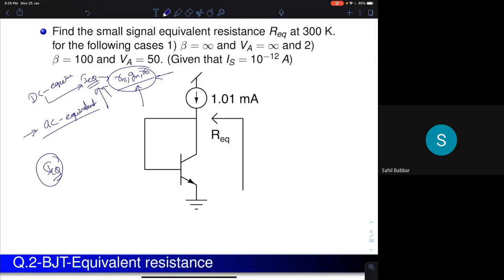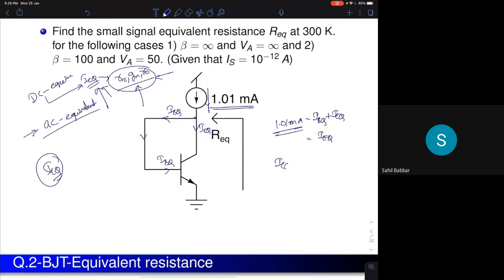Now, first we'll do a DC analysis. If I'm going to do DC analysis, there is no AC source in the system, so I can keep the circuit as it is. Now look at this. This 1.01 milliampere is the current that is entering here. That is getting split as two currents. This is your quiescent base current, and this is your quiescent collector current. So 1.01 milliampere will be equal to the quiescent base current plus quiescent collector current, which is nothing but the quiescent emitter current. So that will be 1.01.